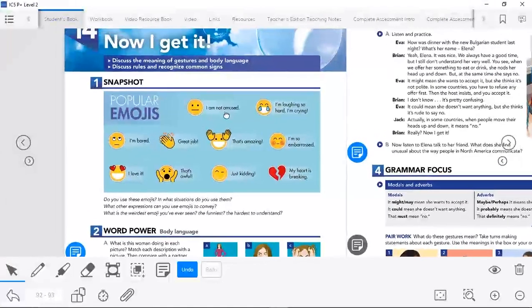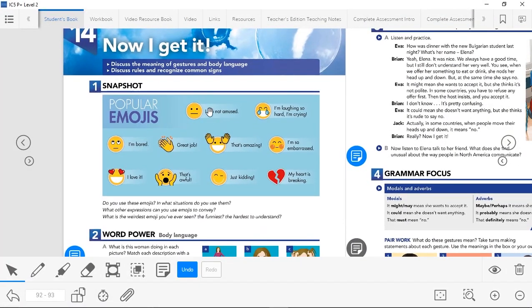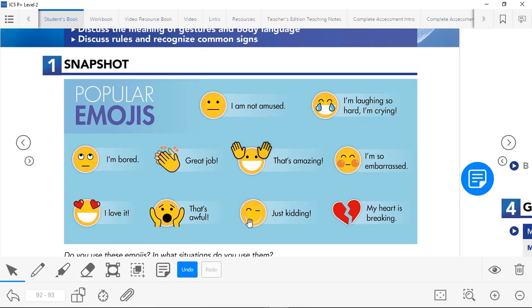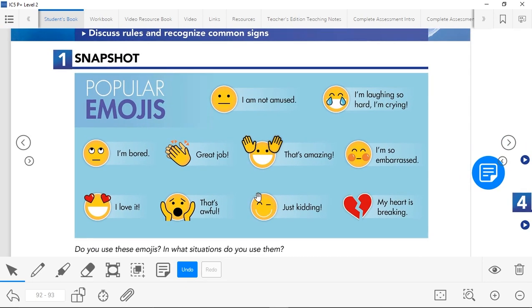And in this unit, in this video, and the next one, we're going to be discussing the meaning of gestures and body language and discussing the rules and recognize common signs. Okay, to start, we're going to be looking at this snapshot. Popular emojis, one that we all use a lot.